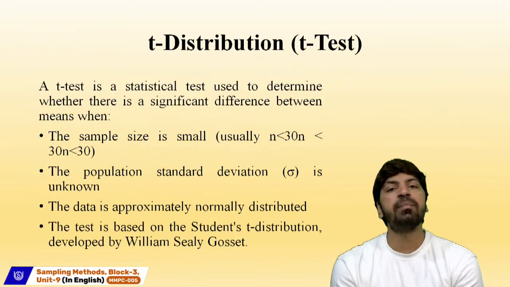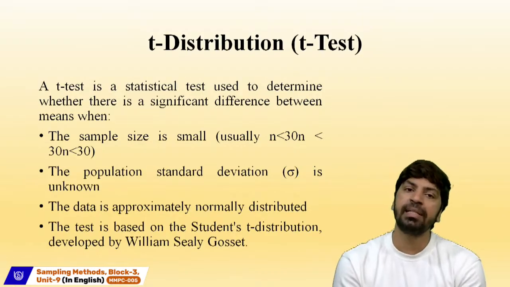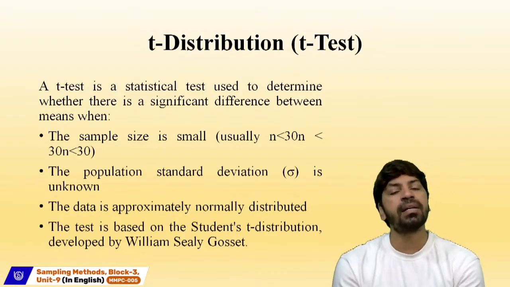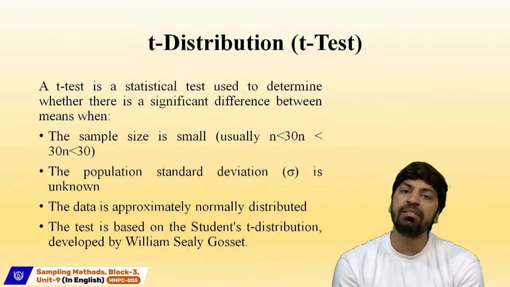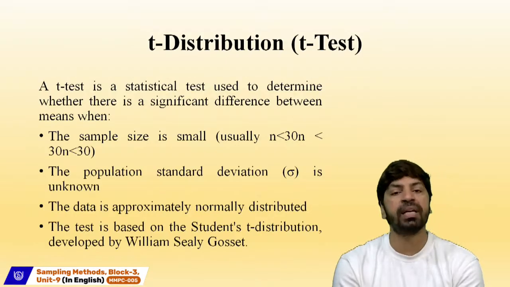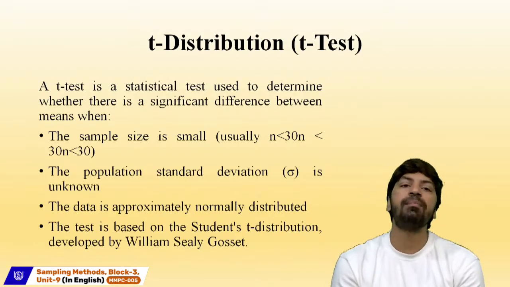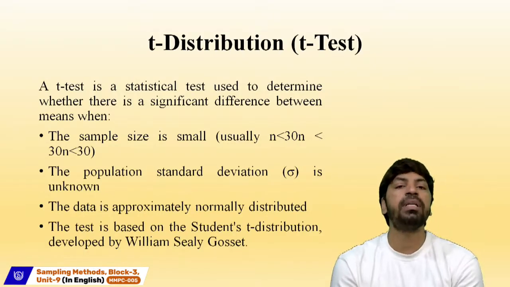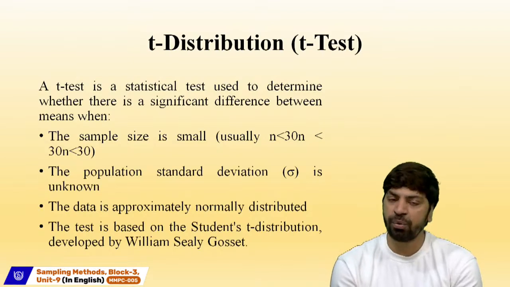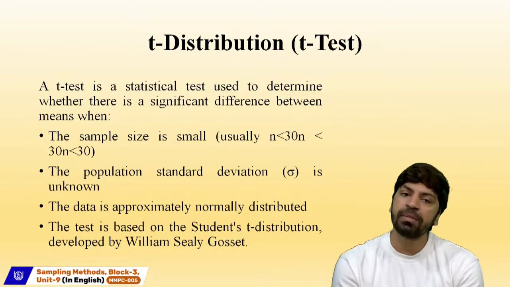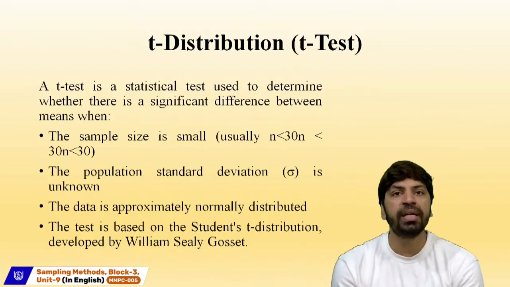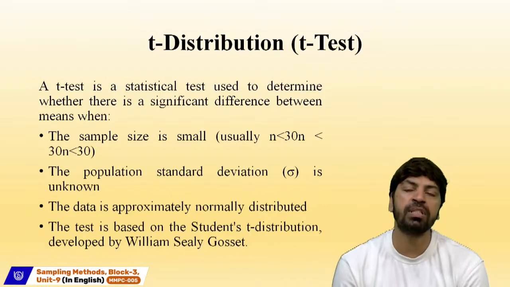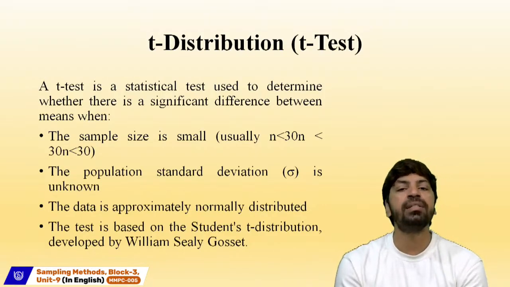The next concept is the t-distribution, that is, the t-test. A t-test is a statistical test which is mainly used to determine whether there is a significant difference between the means of the variables or not. The sample size is small, usually n is less than 30. The population standard deviation is unknown. The data is approximately normally distributed, and the test is based on the Student t-distribution which was developed by William Sealy Gosset.